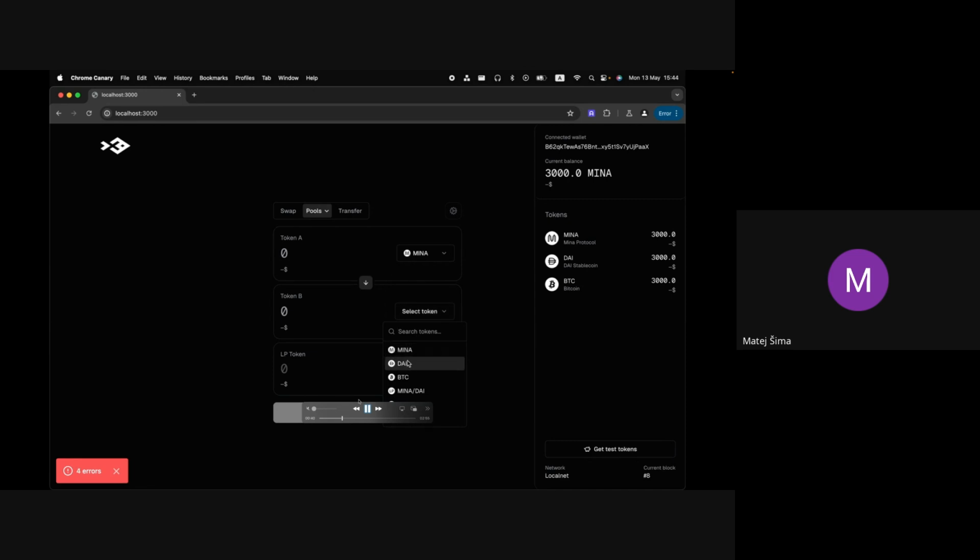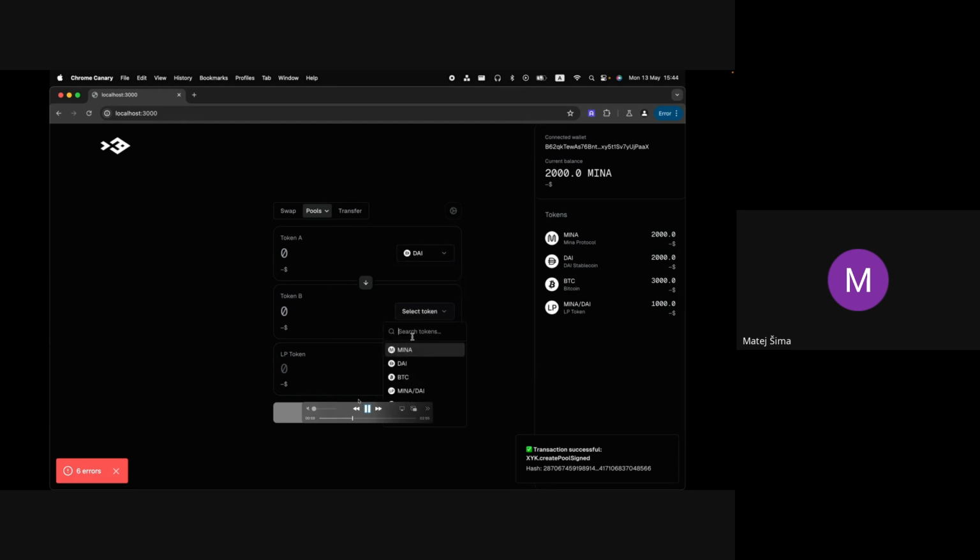The first pool will be for Mina and DAI. We'll specify the amounts of the initial liquidity in the pool. And in return, we will get LP tokens that represent our position in the pool. So we create a pool, the transaction is successful, our balance decreases, but the balance of the LP token increases, and we can see that in the wallet.